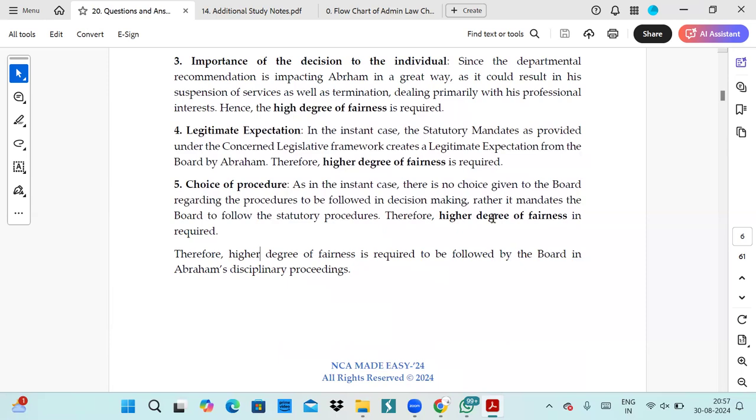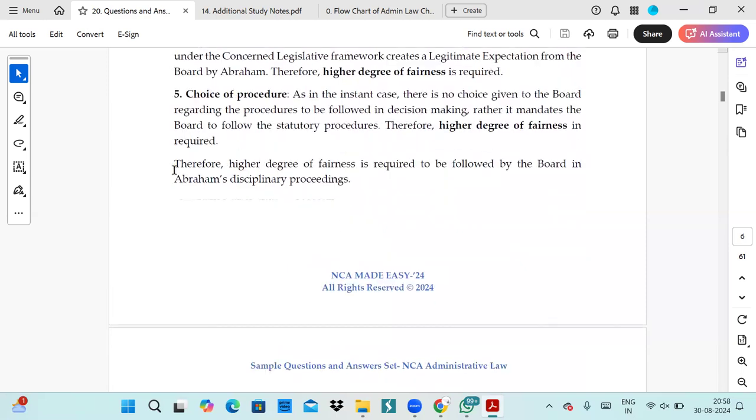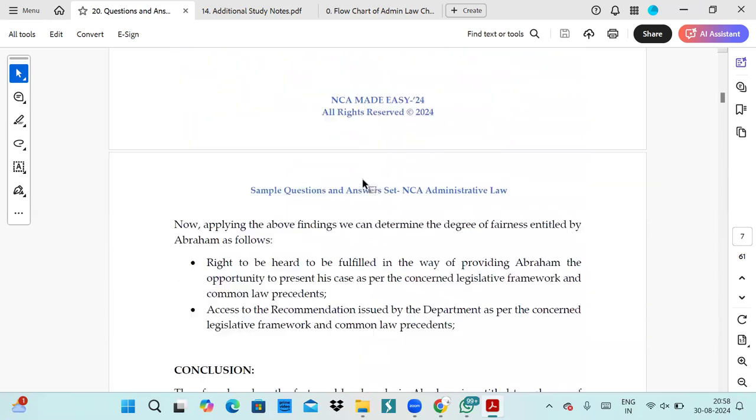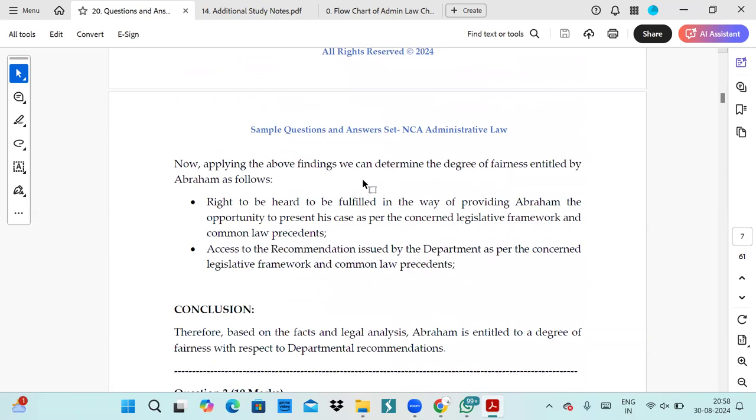These are like examples. Then a small conclusion saying whether a higher degree of fairness is required or a lower degree of fairness is required. Most of the time in the exam, again I say, administrative law feels like cheating because we know what we have to write. Here also we have to say that a higher degree of fairness is required, to move forward with our answer. Most of the time, like 99.9% of the time, it is a higher degree of fairness, because they want us to discuss the problems.